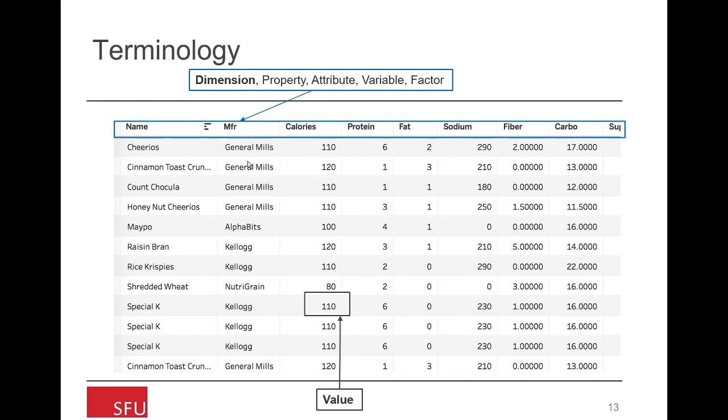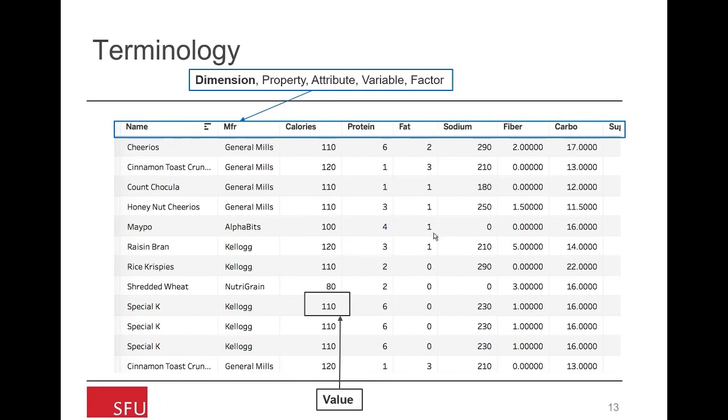The next term that I want to use is this: each of these things across the top are labels for a dimension. So this thing here, where Cheerios, Cinnamon Toast Crunch, Special K, etc., this is the name dimension. And this is the manufacturer dimension, the calories dimension, and so on. Also, another term that we can use here is the name property, or the manufacturer attribute, the protein variable, or the fat factor.